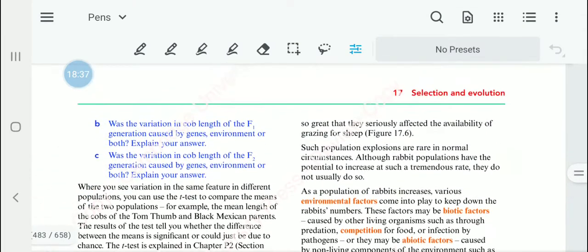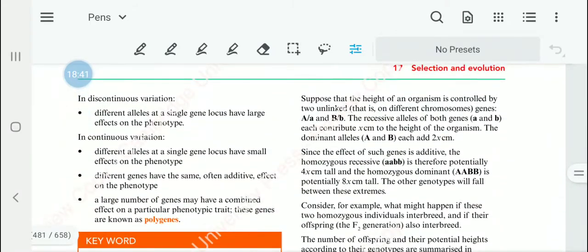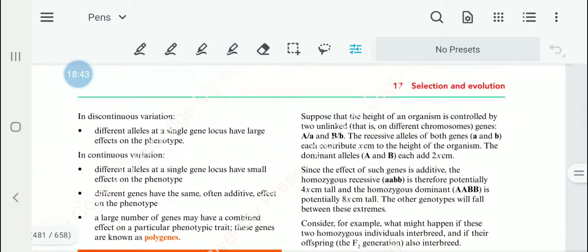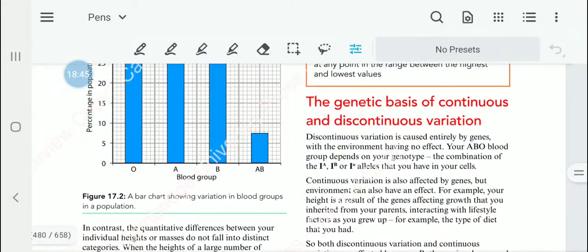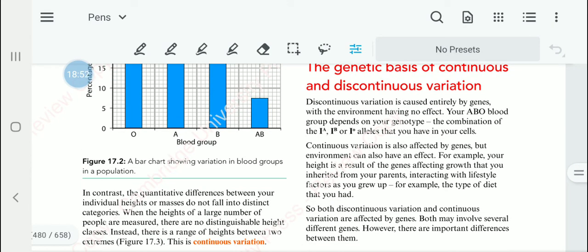Let's write down a note on this. I hope you understood. If you have any difficulties, please let me know. Write down a note. Discontinuous variation is caused entirely by genes without any environmental effect. Example, blood group.